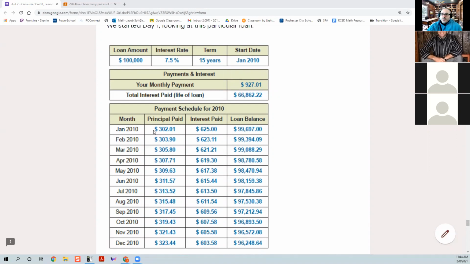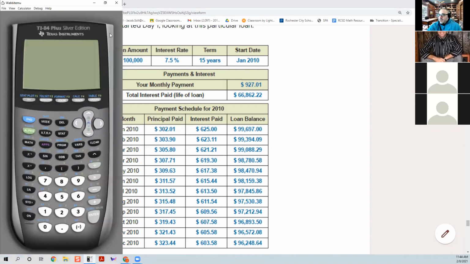That's what they're paying every month. But you can break each one of those payments into the amount of principal that's paid and the amount of interest that's paid. The amount of principal that's paid is how much money goes towards lowering how much is owed. If I take out my calculator, and I take $100,000 and subtract 302 and 1 cent. There we go.